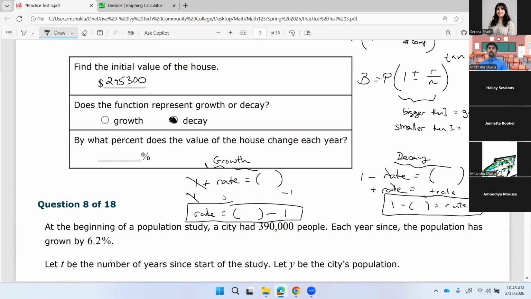So for us, we're in decay. We're going to do 1 minus whatever's in the parentheses. That's going to give us our rate. And what's in our parentheses is 0.87. It should give us 0.13. They want a percent, so we need to multiply this by 100. It's going to be 13%. Okay? Questions, comments, concerns?